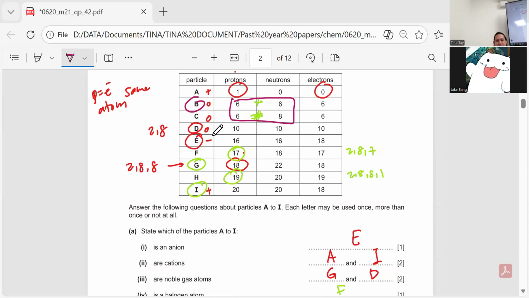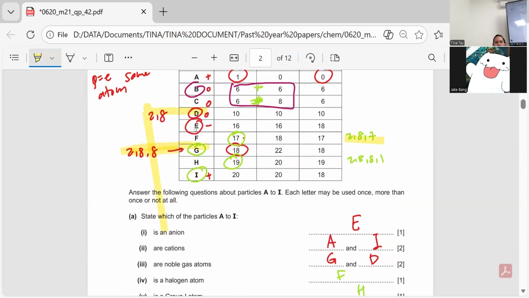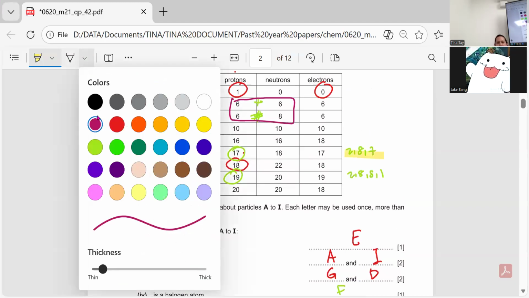Anion has to be negative. So if it has more electrons, it's negative. Cations have to be positive, so they have more protons. Noble gas have to fit the electron arrangement of 2,8,8. And then halogen has 7 valence electrons. Same nucleon number: you add the proton and neutron together and see who has the same number.